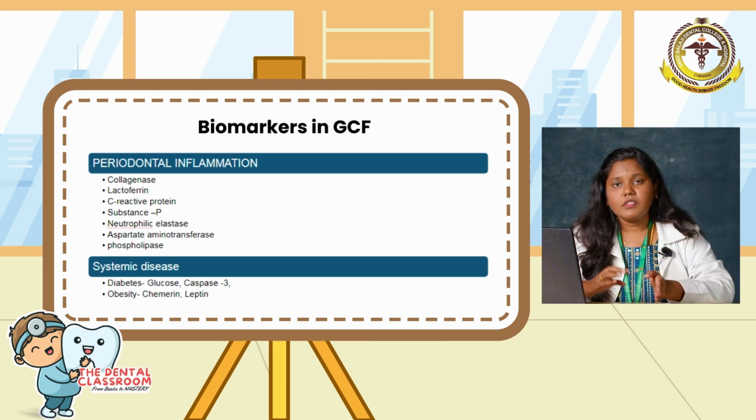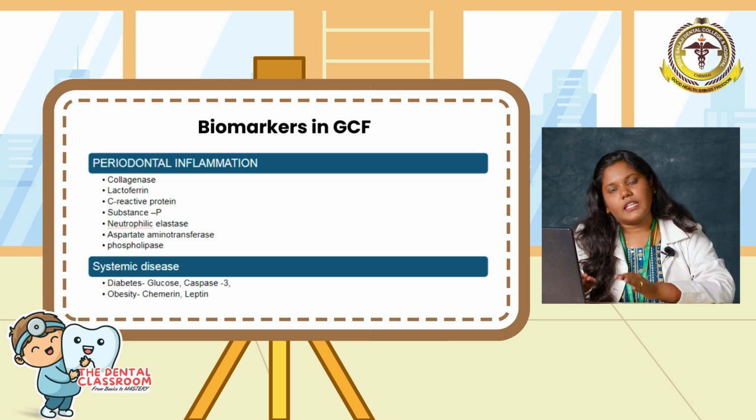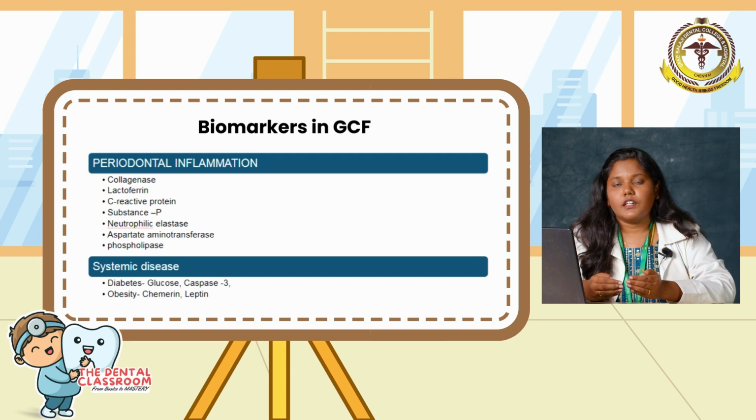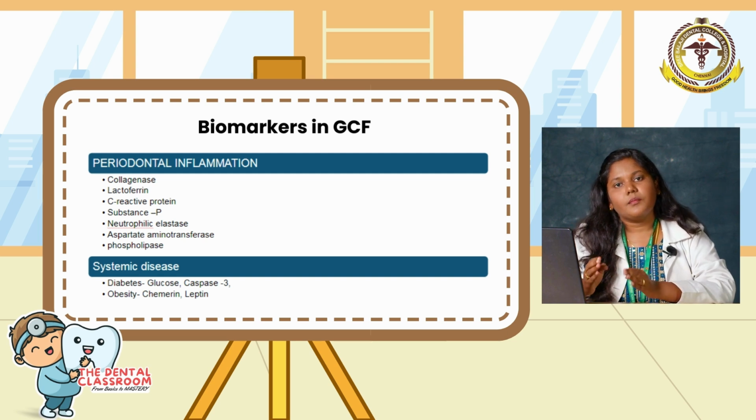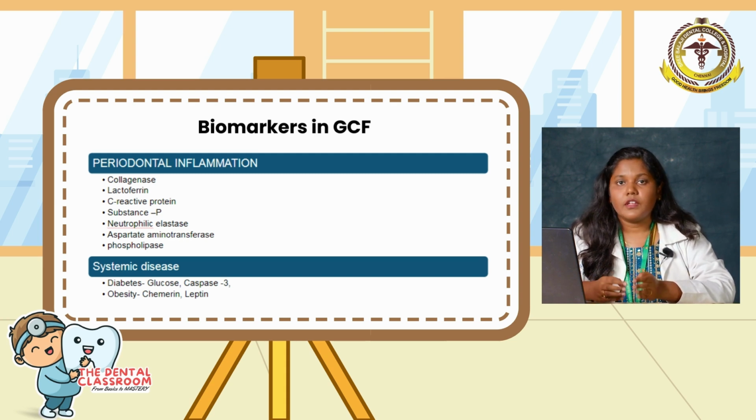Other than this, some systemic factors are also increased in GCF. Especially, as I told you earlier, the glucose content of the GCF will be more in diabetes patients as well as in normal patients also. So it is an excellent biomarker for identifying diabetes, and there will be an increase in apoptotic enzymes like caspase-3, and certain obesity markers like leptin and chemerin are also found in the GCF, which can also be used as a diagnostic tool for diagnosis of diseases.